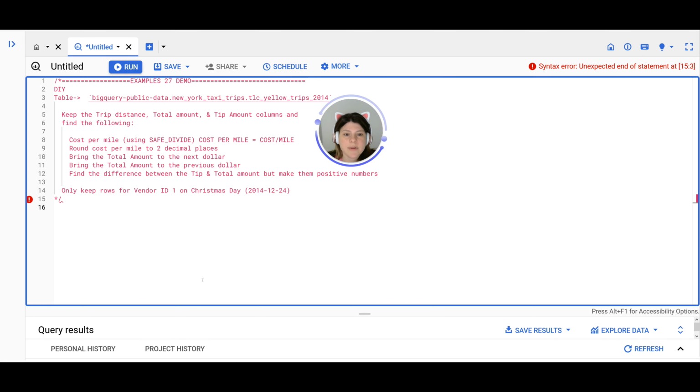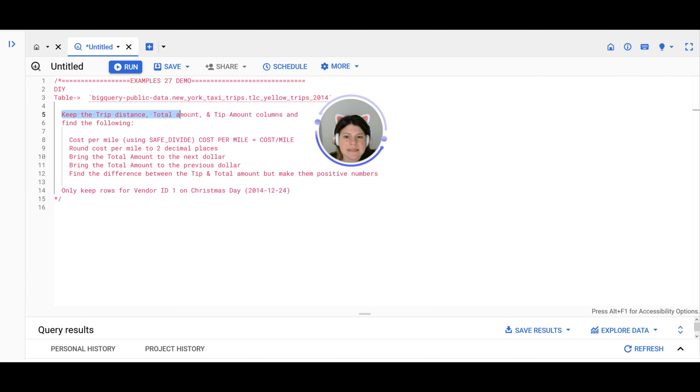So I have a couple different examples for us to practice a few different math functions. We're going to keep the trip distance, total amount, and we are going to find the following. First, we are going to find the cost per mile. Whenever you hear the word per, this means that the first one is going to be divided by the second.